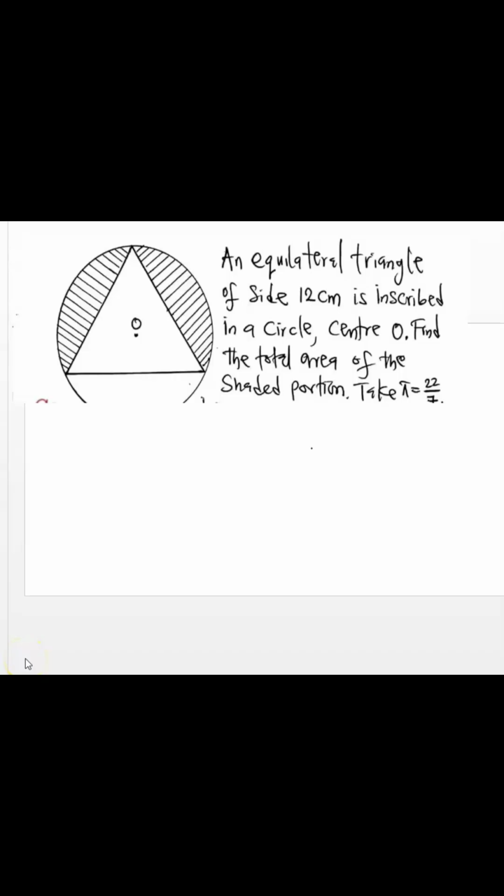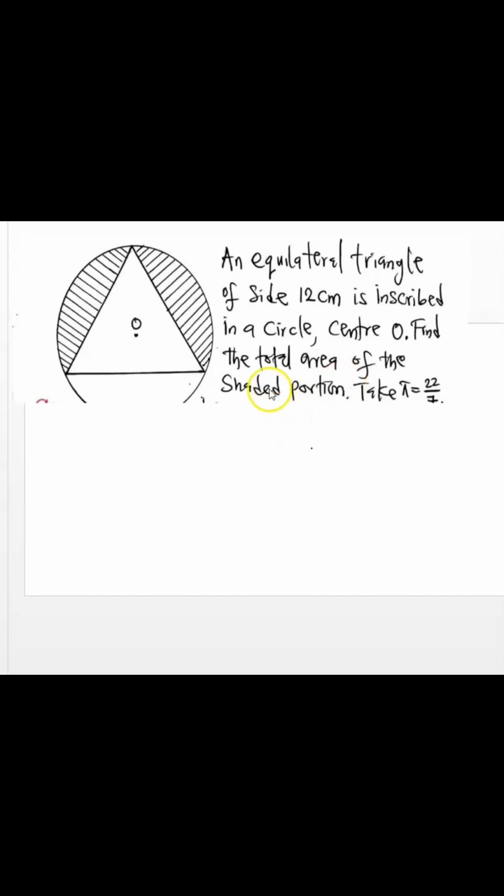So here we go. We are given a question: an equilateral triangle of side 12 centimeter inscribed in a circle center O. Find the total area of the shaded portion. Our pi is given as 22/7.